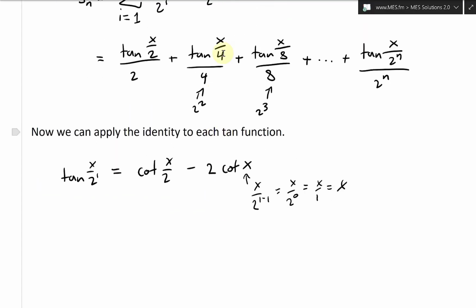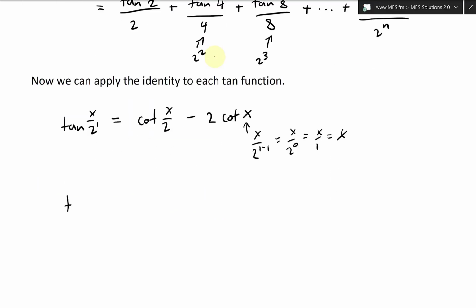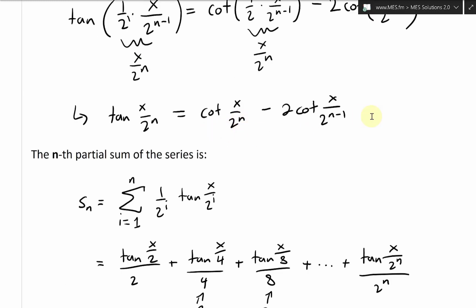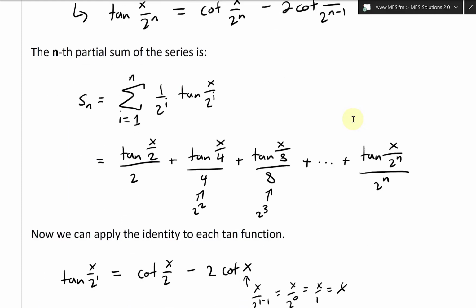The next one here, just to illustrate it before we put it all together: tan x over 4 equals cotangent of x over 4 minus 2 cotangent x over 2. I mean x over 2, not 3, x over 2 to the power of 1 there, because you subtract 1. This is 2 to the 2, this is 2 to the 1. So basically each time you have 1 less. It's 2 to the n, and 2 to the n minus 1 there.